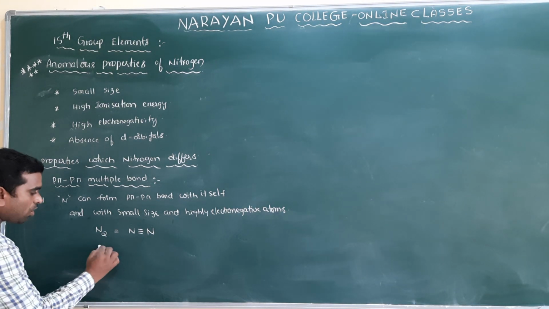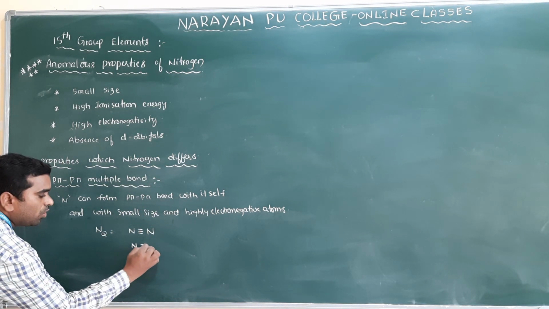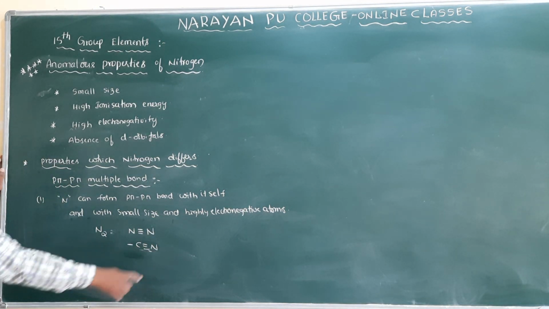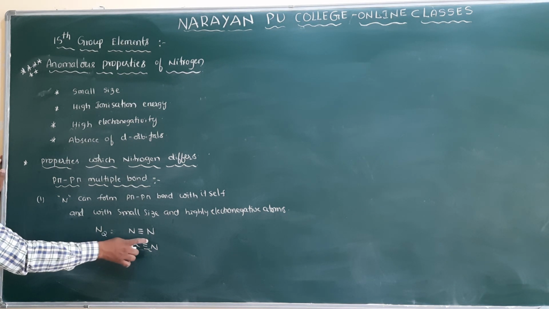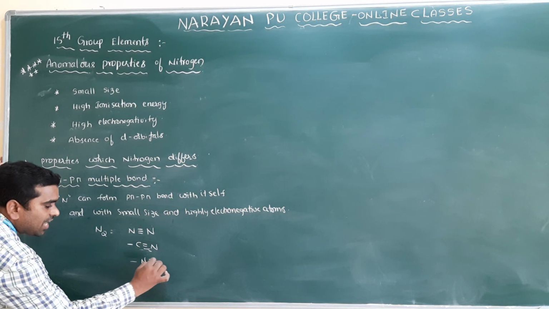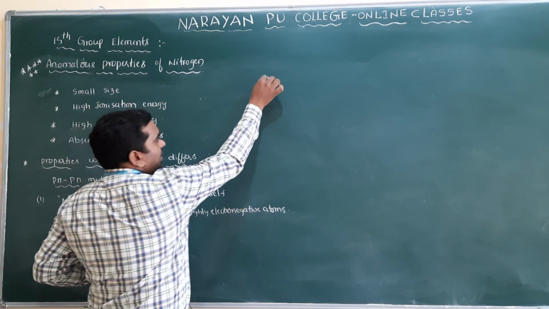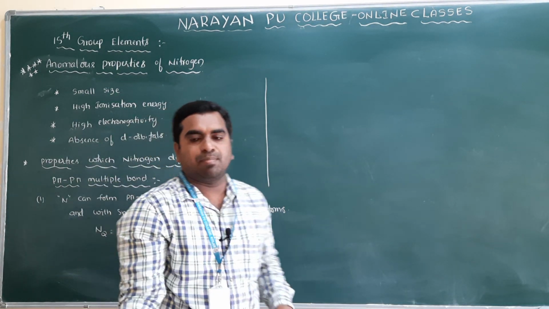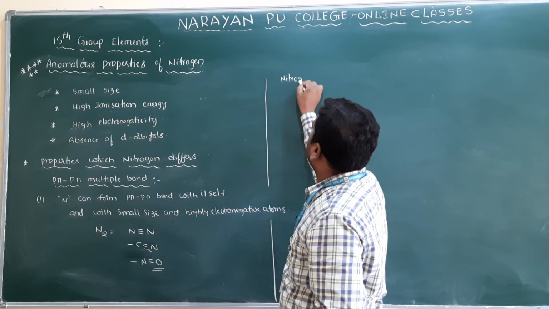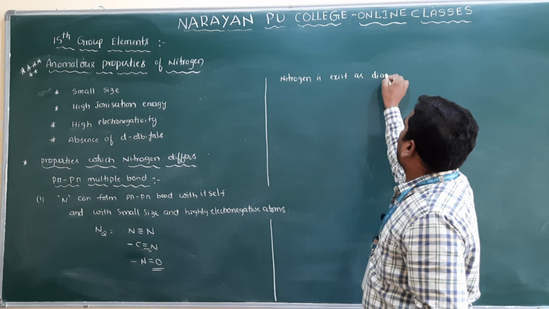And nitrogen can also form these p pi bonds with small size atoms, for example in cyanide. What is cyanide? C triple bond N. So nitrogen is also making pi bonds with a small size atom like carbon, and nitrogen can also make pi bonds with oxygen atoms. So because nitrogen can form multiple bonds, nitrogen exists as a diatomic molecule.